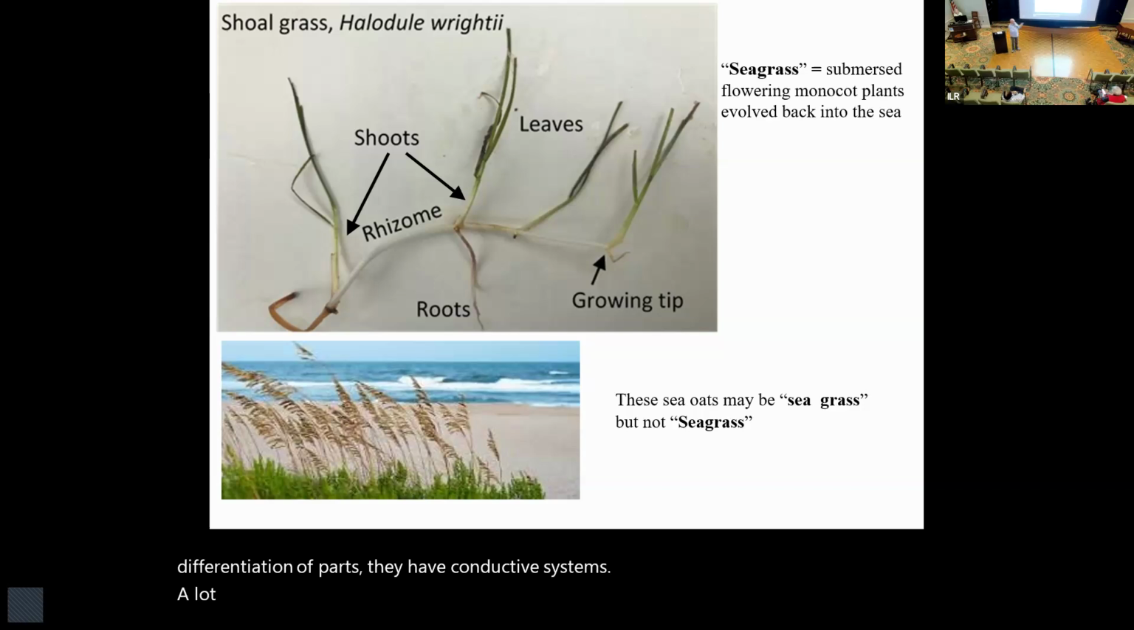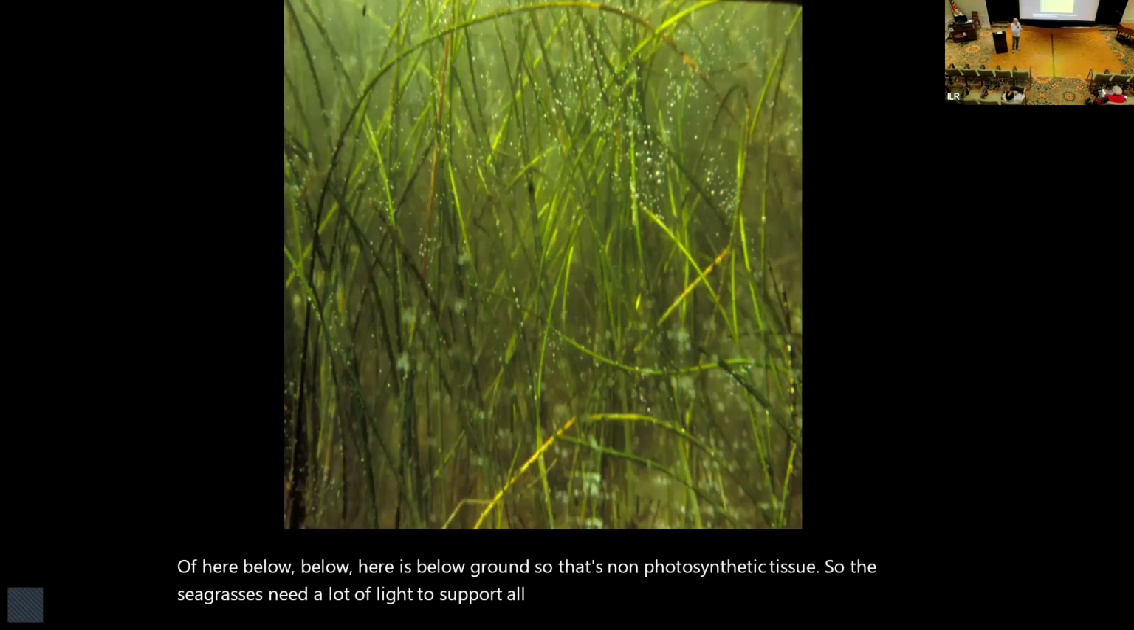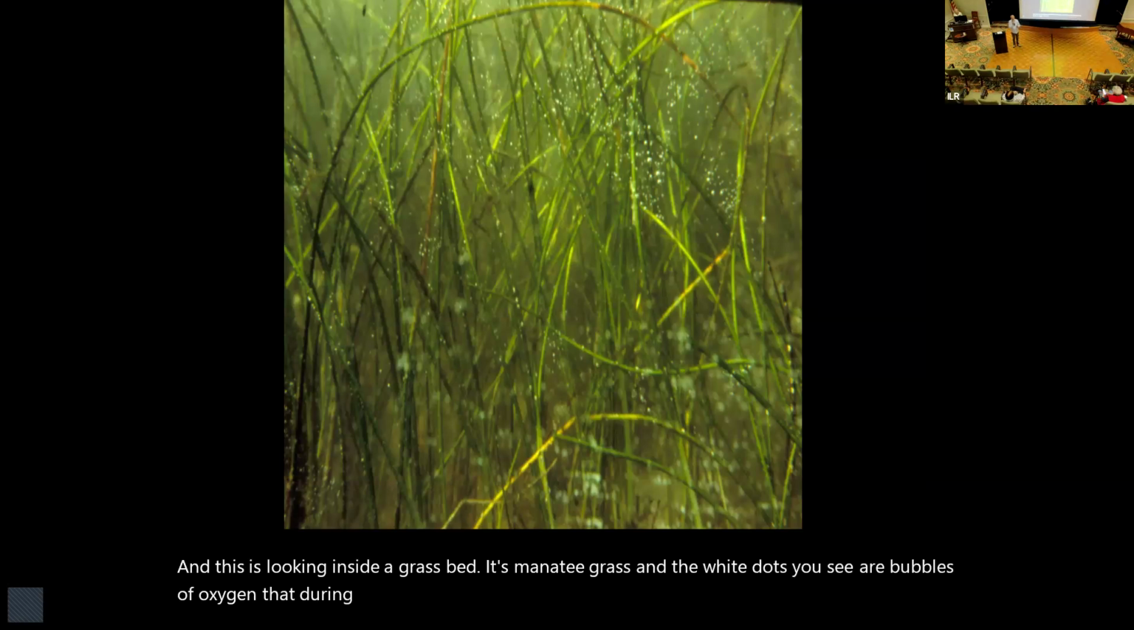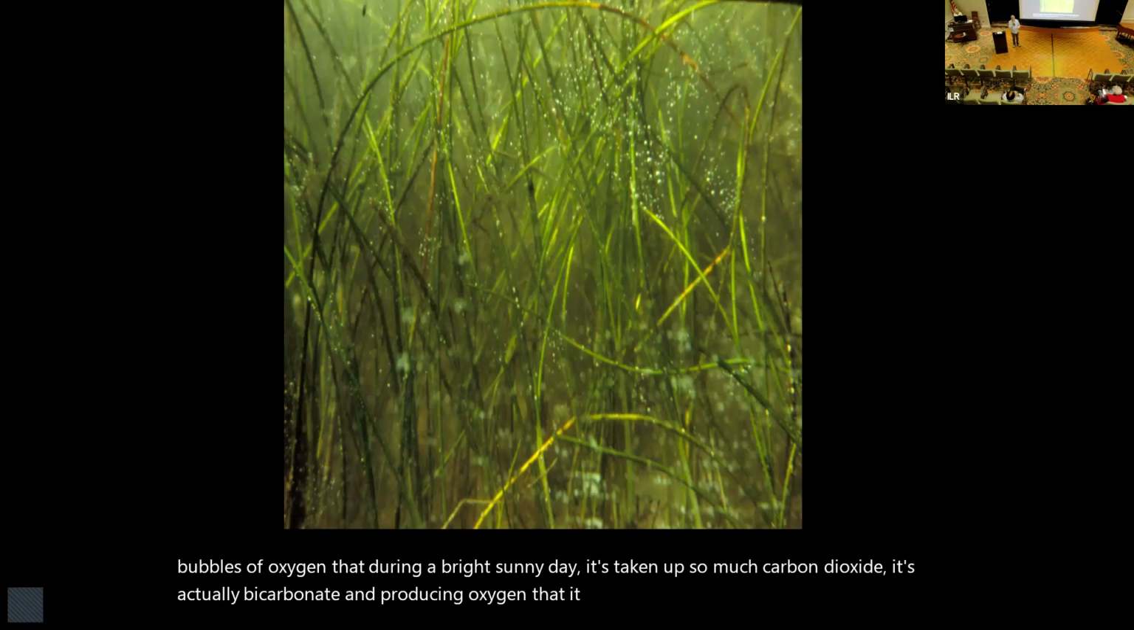A lot of the parts, from about the tips of the arrows of here, below here is below ground. So that's non-photosynthetic tissue. So the seagrasses need a lot of light to support all that. And this is looking inside a grass bed. It's manatee grass. And the white dots you see are bubbles of oxygen that during a bright sunny day, it's taken up so much carbon dioxide, it's actually bicarbonate, and producing oxygen that it just gases off oxygen into the water.